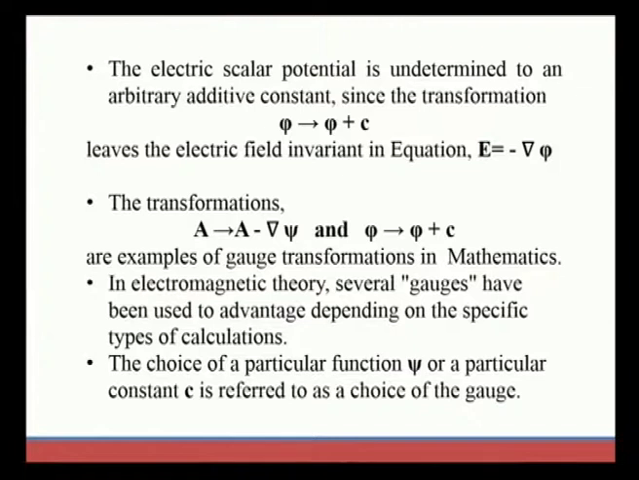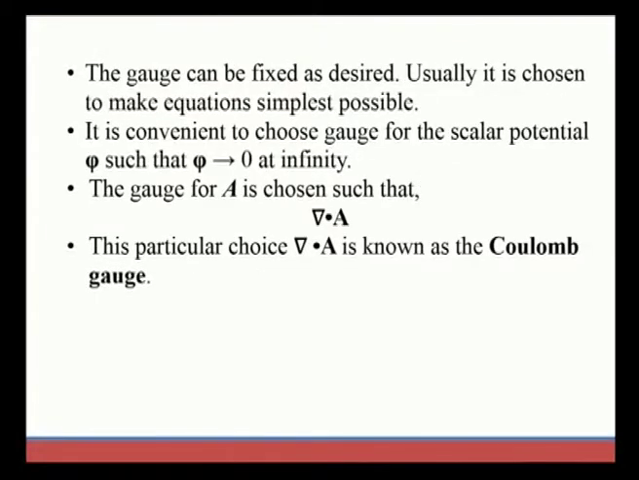The choice of a particular function psi or a particular constant c is referred to as a choice of gauge. So this is our choice. We can select the functions like psi or c according to our choice of gauge. So the gauge can be fixed as desired. Whether it is a scalar potential or a vector potential, we can have a fixed gauge, and usually it is chosen to make the equation as simple as possible.